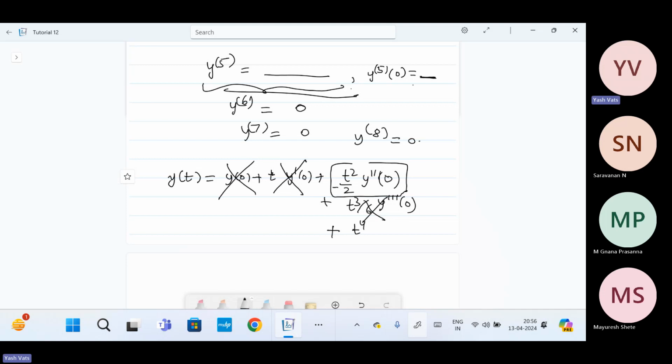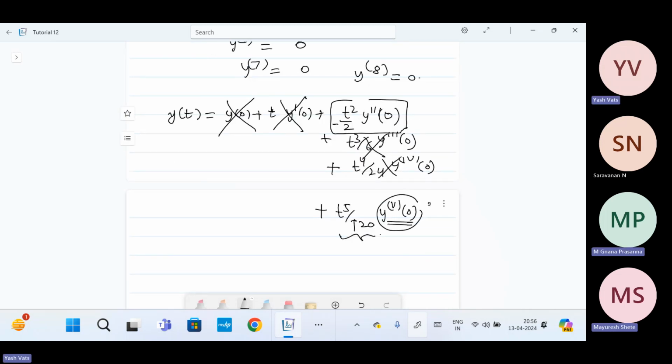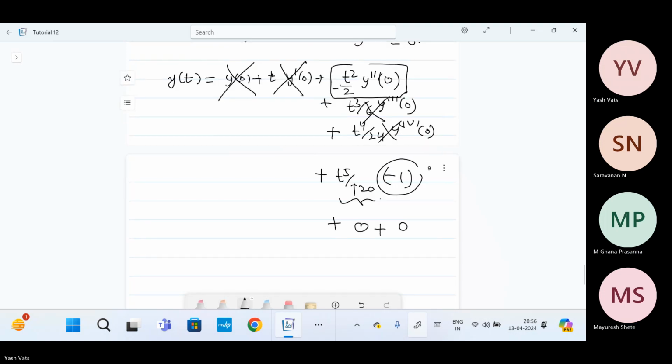And t to the power 4 by 24 y4 0, y4 0 is also 0, so this term doesn't count. Then t to the power 5 by 120 y5 0: is it non-zero or 0? That we need to see. So you need to retain three terms only. We get y5 0 as minus 1, then it is non-zero. y6 0, y7 0, all these are 0 maybe, so we will get till this point and something like that.